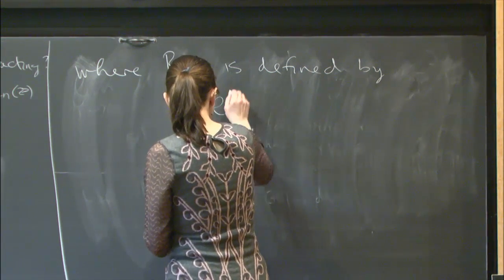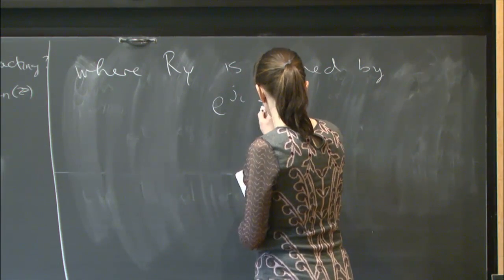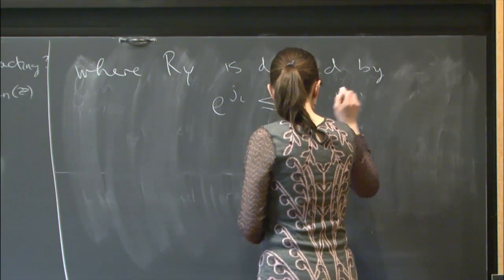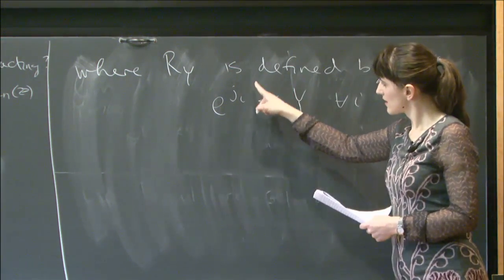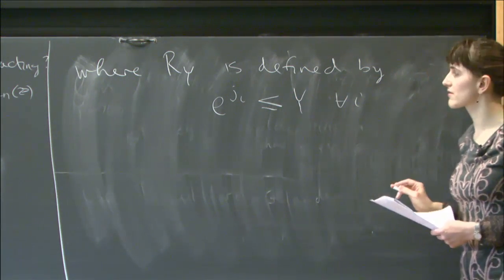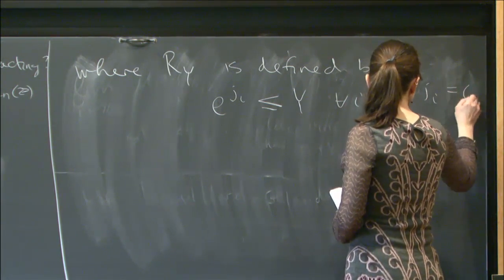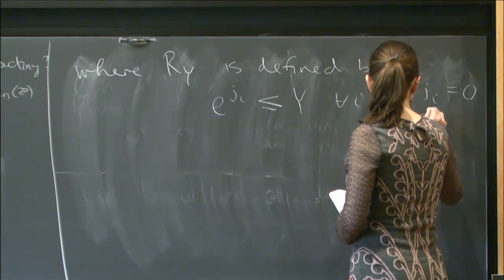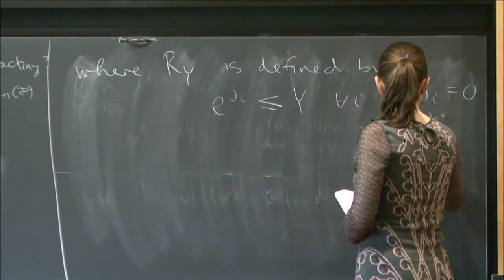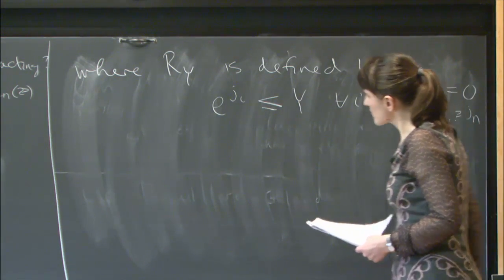So you want e to the j_i to be less than or equal to y for all i. Okay, remember, if you write down e to the j_1 through e to the j_n, those are the singular values. And also the sum of j_i is 0, j_1 greater or equal to j_2, greater or equal to, and so on, greater or equal to j_n.